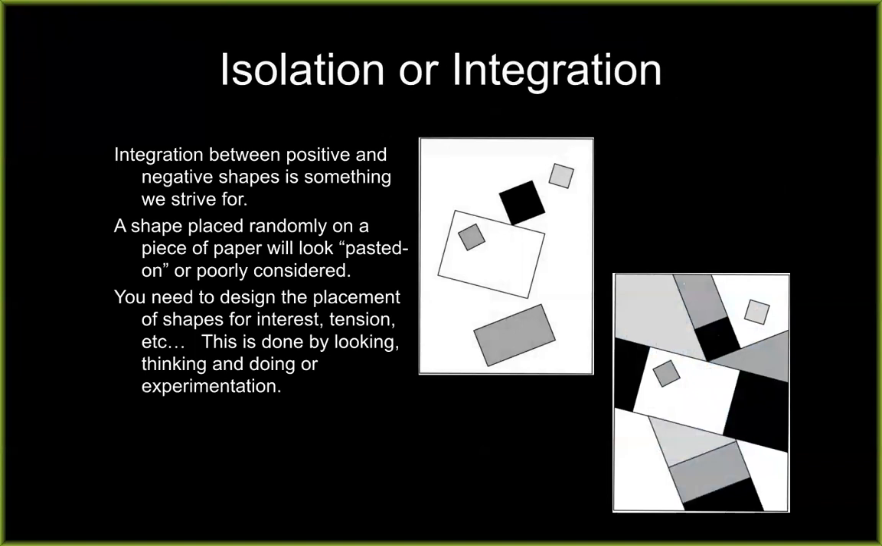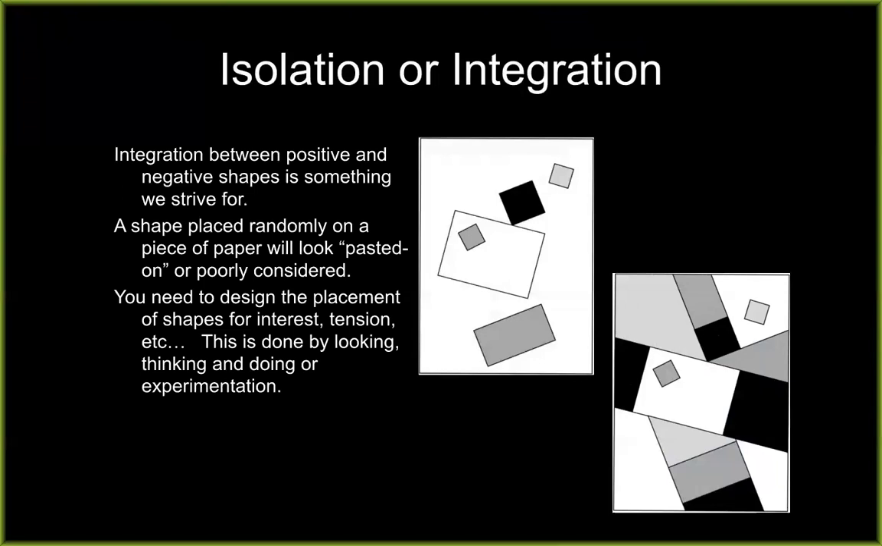When you are compositing something like you're doing this week, you want to think about integration between positive and negative shapes. So if you place everything just randomly or even equally spaced, it sometimes doesn't look very planned. If things are very evenly spaced, they might look a little too boring. If they're too randomly placed, they just look like they were thrown on there. And that's sort of the example on the left.